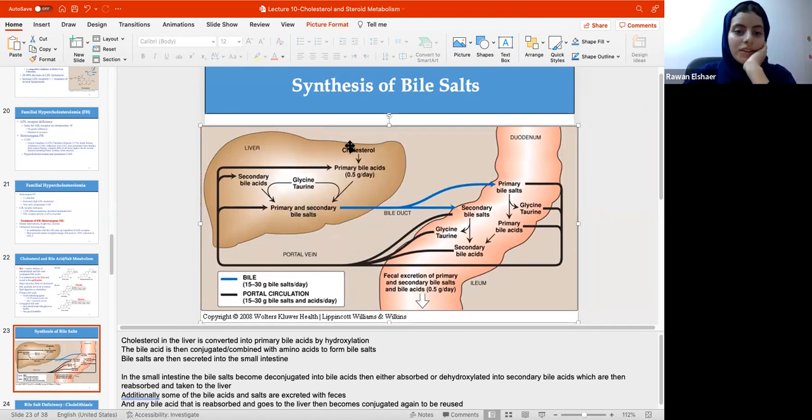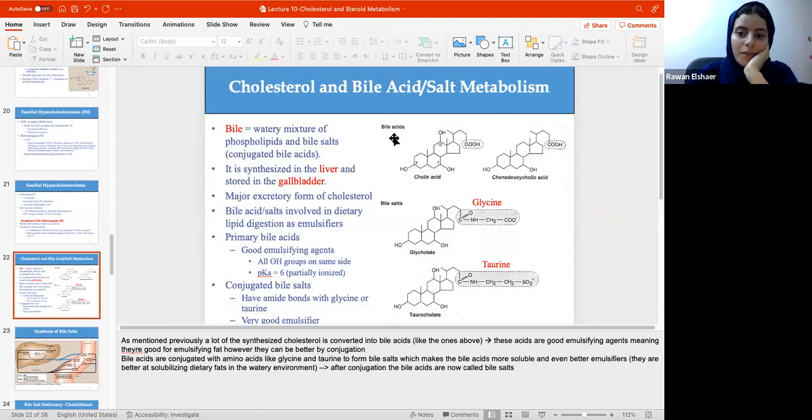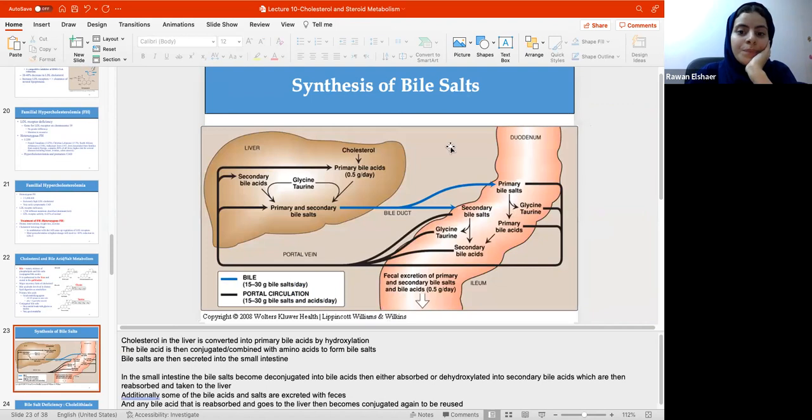So here is the liver. It synthesizes cholesterol by de novo synthesis. It gets converted to the primary bile acids, which are these: cholic acid and chenodeoxycholic acid, the ones that aren't conjugated yet and that are formed in the liver. So they're called primary bile acids. Then they get conjugated by glycine and taurine. That's when it's called the bile salt.